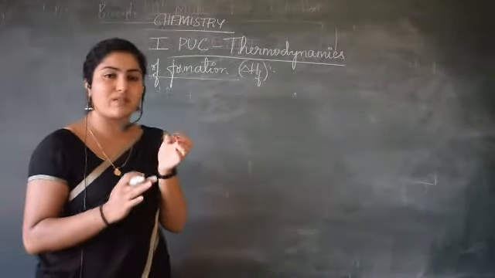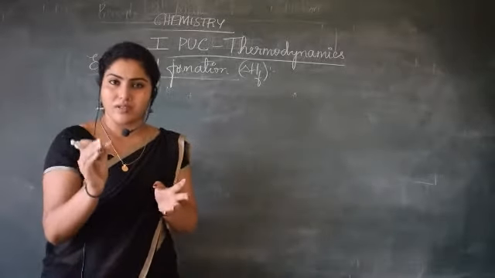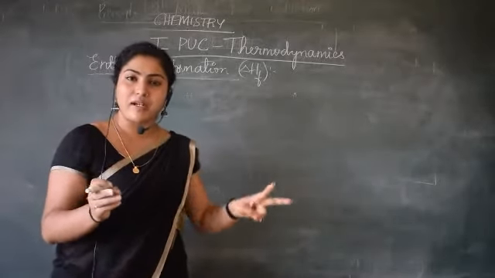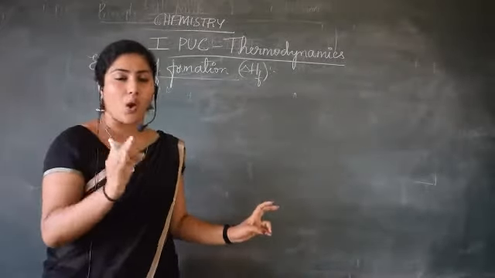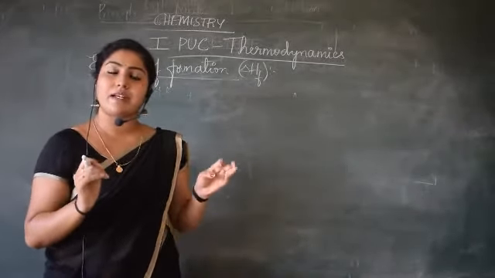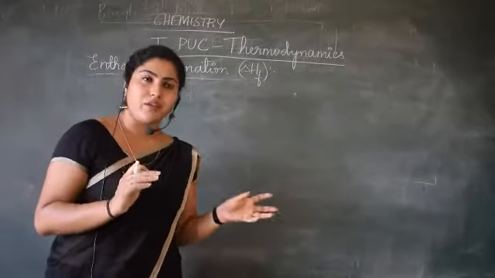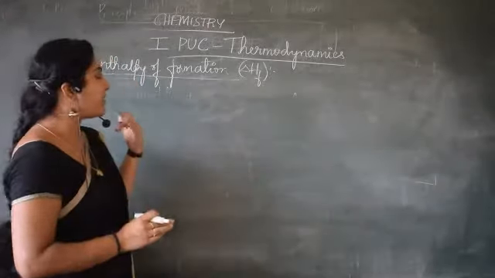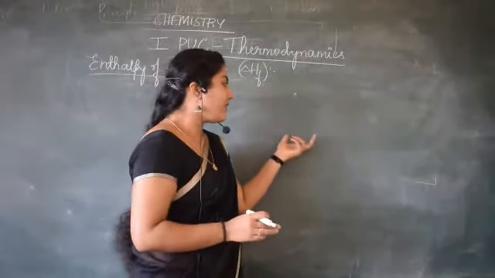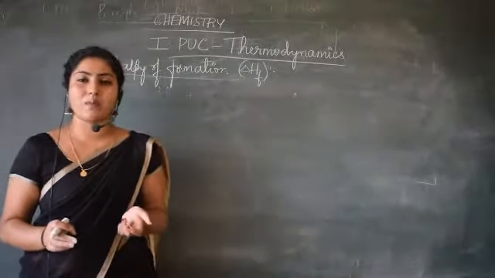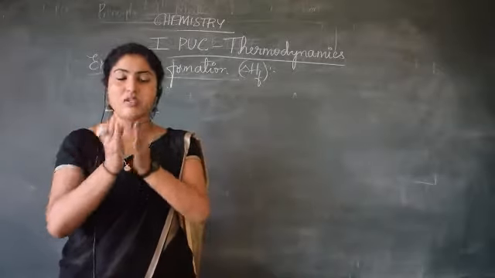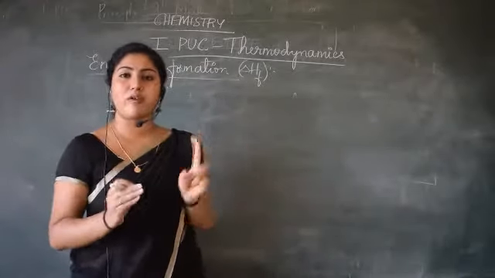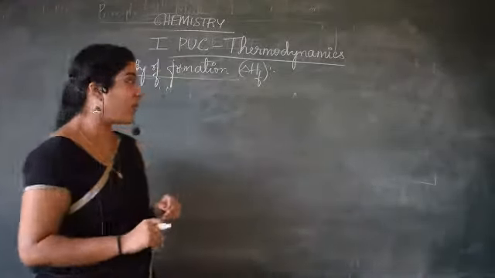For example, if it is water, hydrogen and oxygen combine. If it is 1 mole of carbon dioxide, carbon plus oxygen combine. If it is some other compound, say methanol, CH3OH, then carbon, hydrogen and oxygen combine to form that 1 mole of compound. That is what it means.